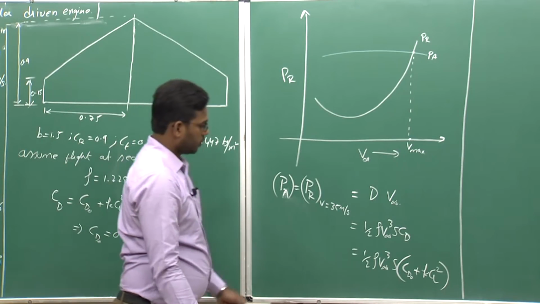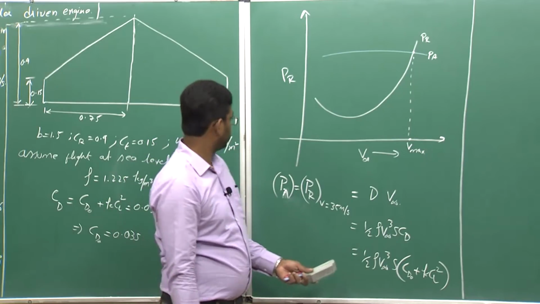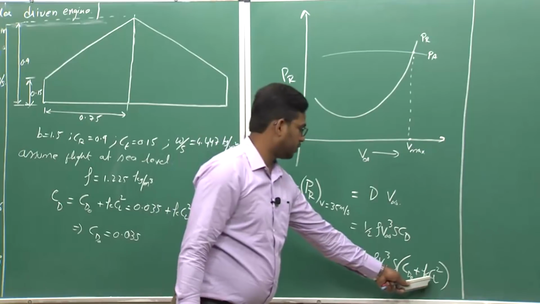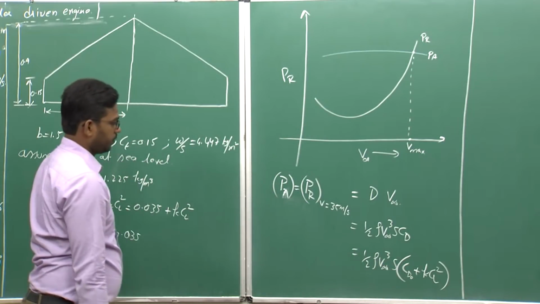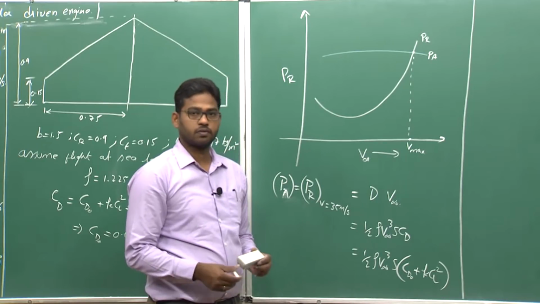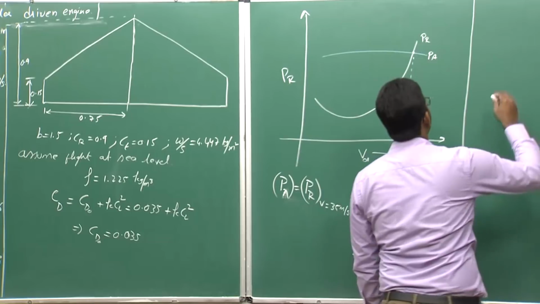Now, what are the unknowns here? S is unknown. Yes, S we need to find out. K we need to find out, alright, and CL for this velocity, right. Okay, how to find that?